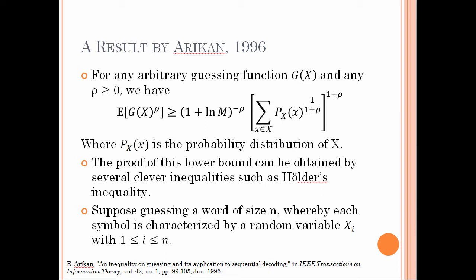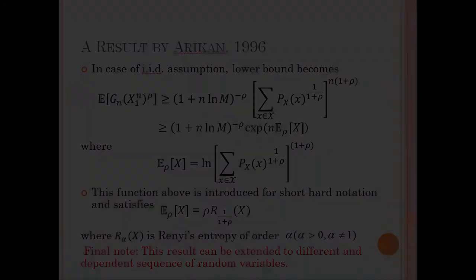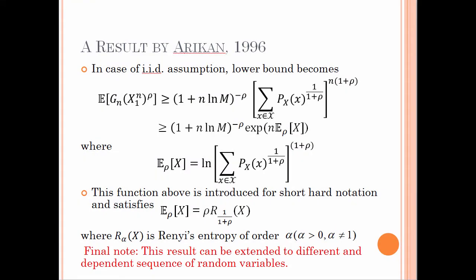And we also note that this result can be extended to a word of size n, whereby each symbol is characterized by a random variable Xi. So considering a word of n symbols, let us see how this lower bound would look in this special case. As can be seen, not much different. We have a multiplier n in the expression, as you can see.